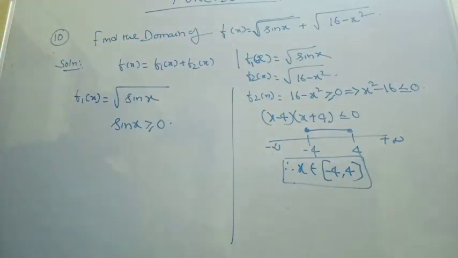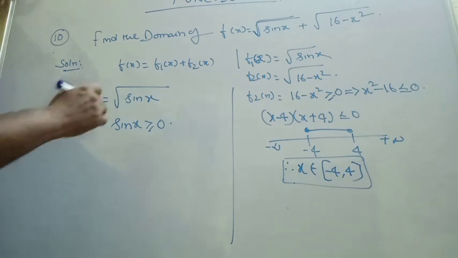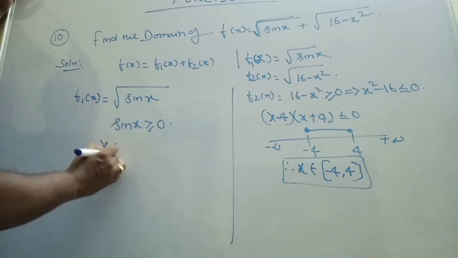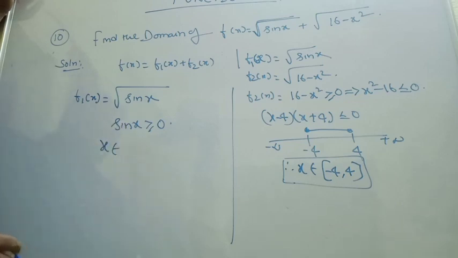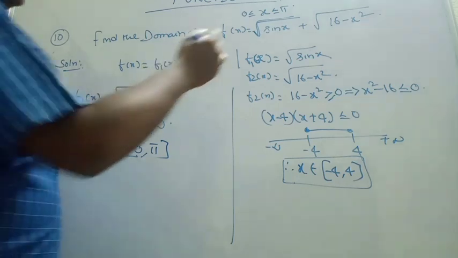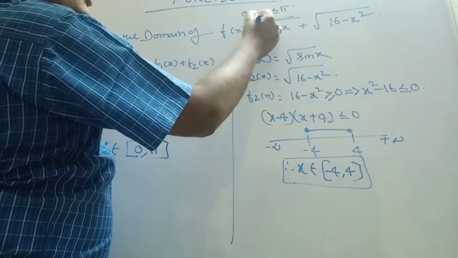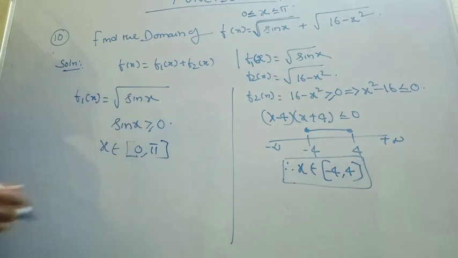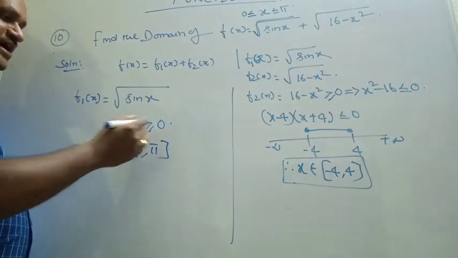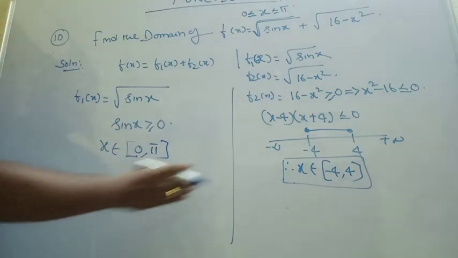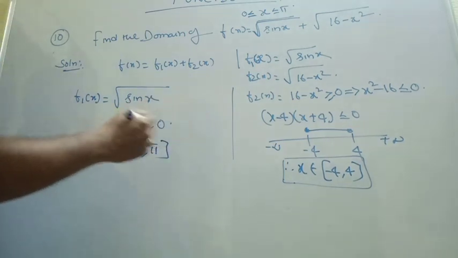Fine. Now sin x is greater than or equal to 0. When will sin x be greater than or equal to 0? We know that in the first and second quadrant it will be positive. Here in our problem it is given that x lies between 0 and pi. In 0 to pi, in the first quadrant and second quadrant, sin x is positive. That's very nice. Now let us try to get the common solution of this.